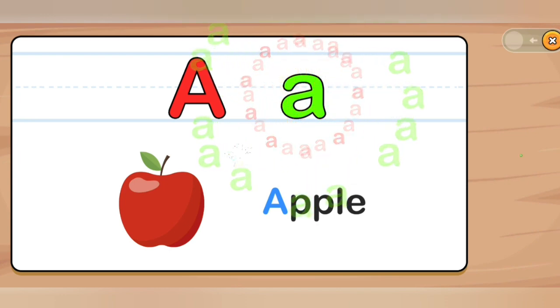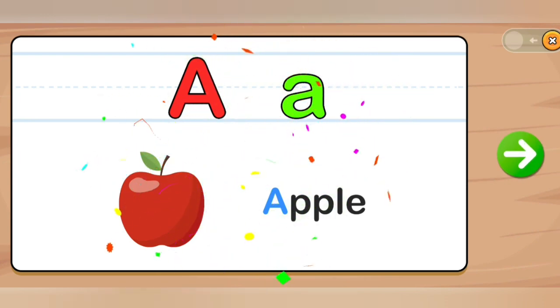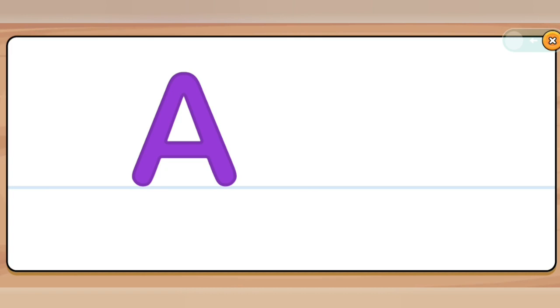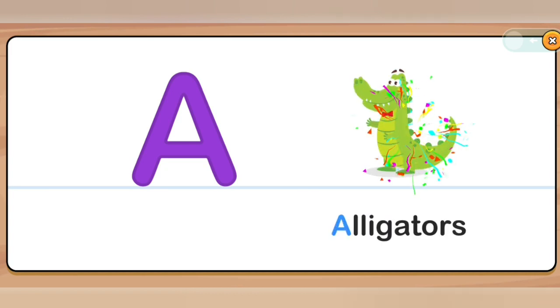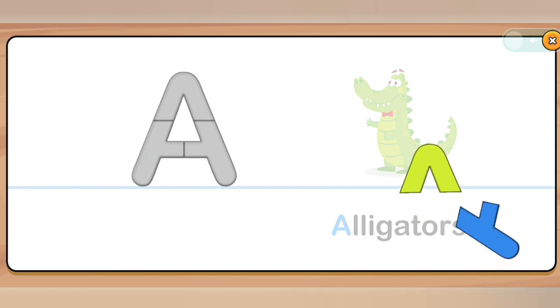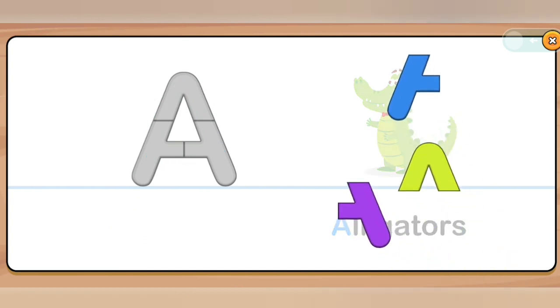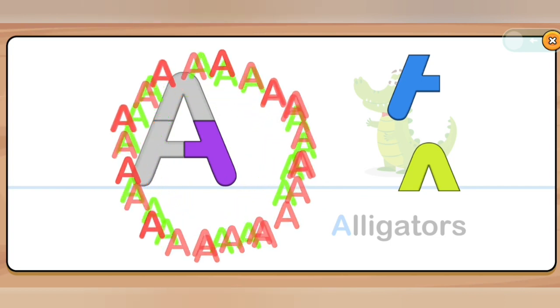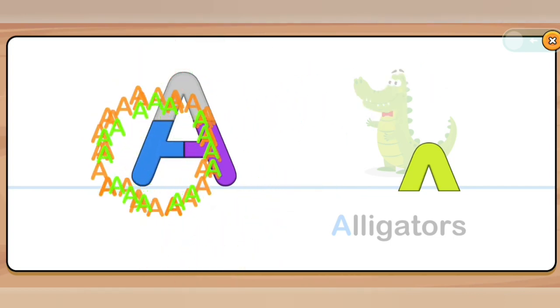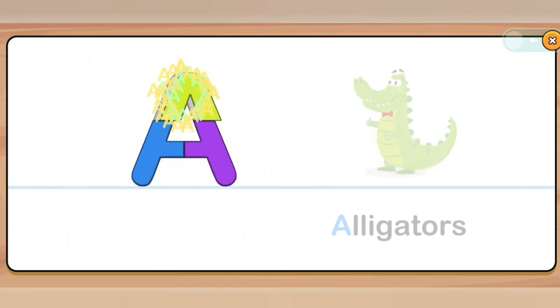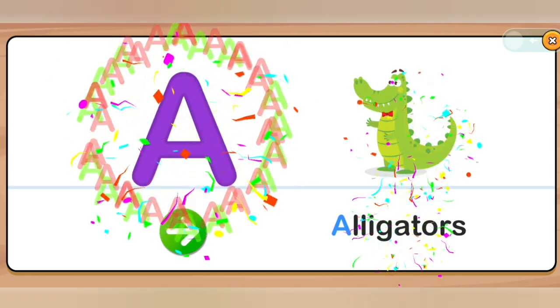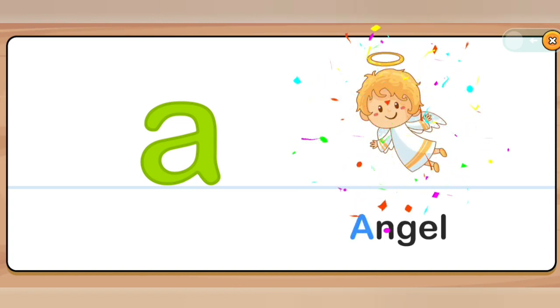A. Good one. A is for alligator. Great. Nice. Good one. A is for angel.